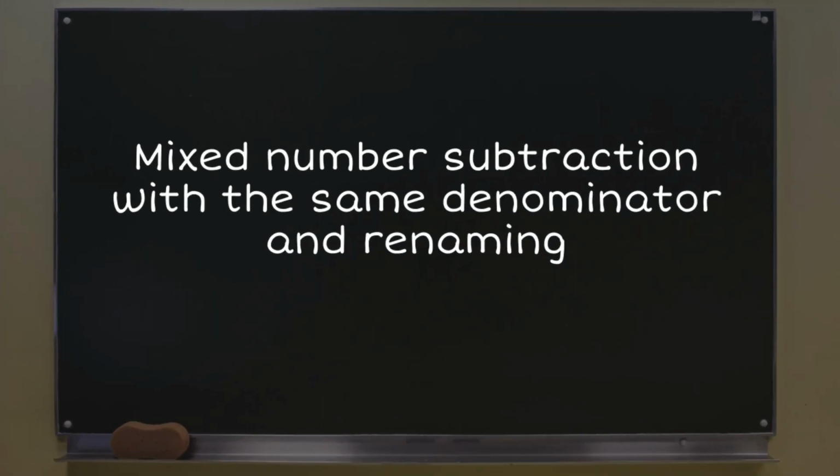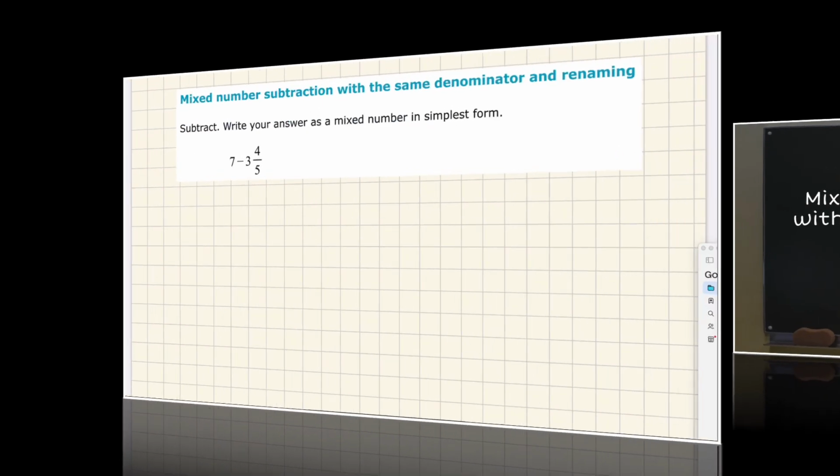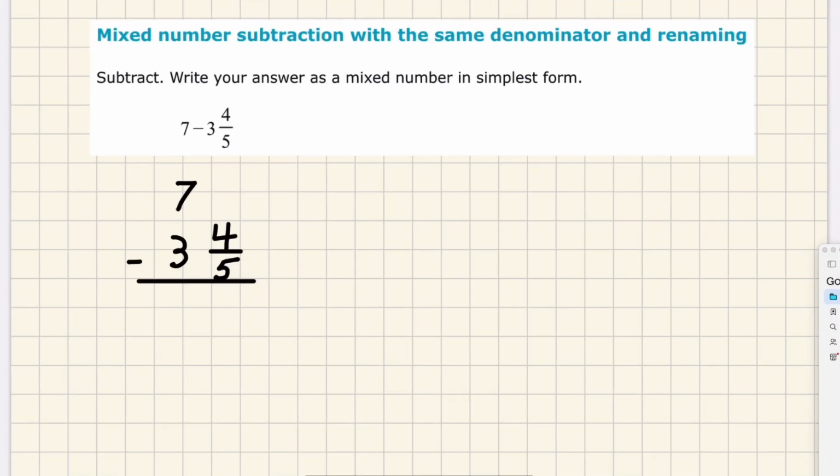Mixed number subtraction with the same denominator and renaming. We're asked to subtract, and when we rewrite this subtraction vertically to line up the whole number portion and the fraction portion, I see that the 7 is missing the fraction portion. It's just a whole number.